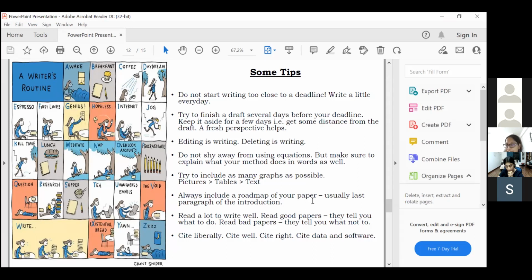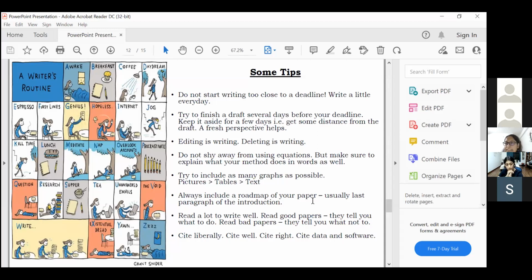Now, don't shy away from using equations, especially in economics, but make sure to explain in words what your method does. So don't just write an equation and leave it hanging there. Okay. Define the notation and write what it does.